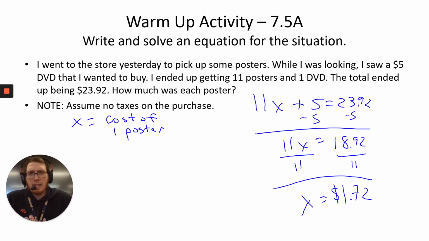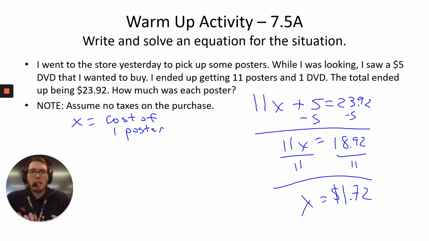Before we get into scale drawings, I just want to review some things about equations. So this says to write and solve an equation for the situation, which means you need to write an equation and solve it, like the two-step equation ideas that we've done in the past. This says I went to the store to pick up some posters. I also bought a $5 DVD. I ended up getting 11 posters and 1 DVD, and the total was $23.92. The big assumption here is no tax right now.